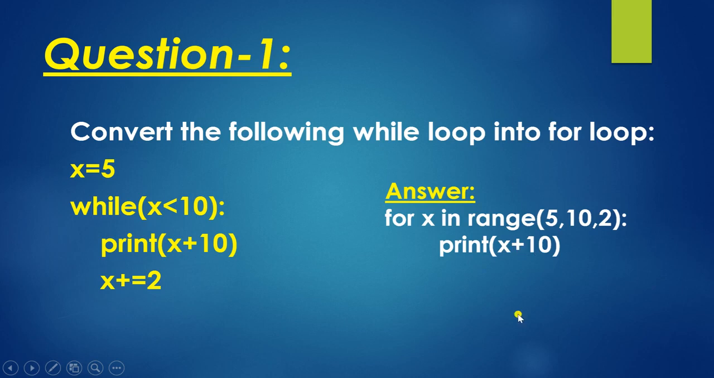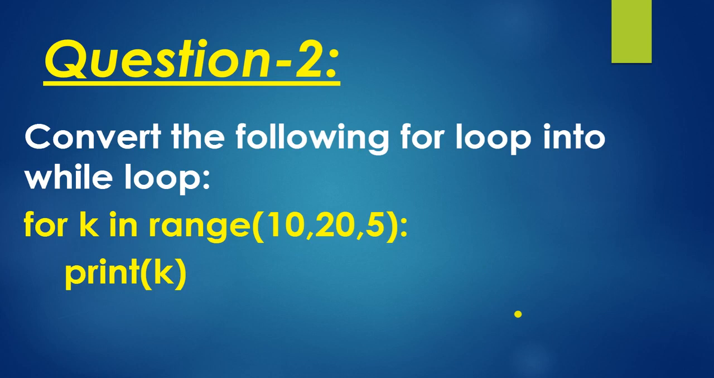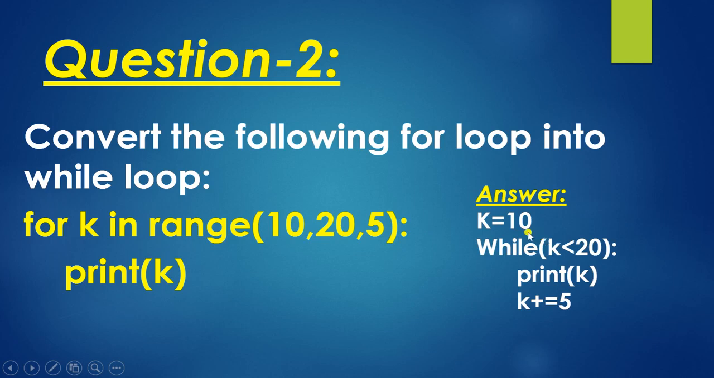This is your code. Now question number 2, convert the following for loop into the while loop. Here this is the start condition, this is the stop one, and this is the step value. And here is the code: k is equal to 10. Now while k less than 20, print k and k plus equal to 5. This is question number 2.